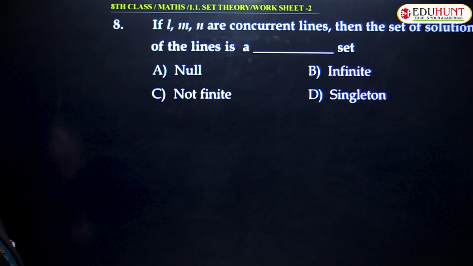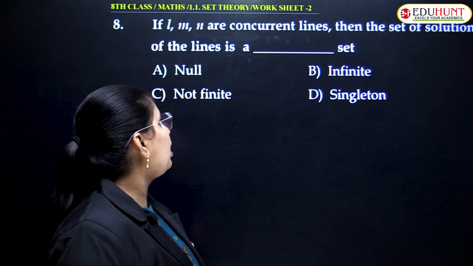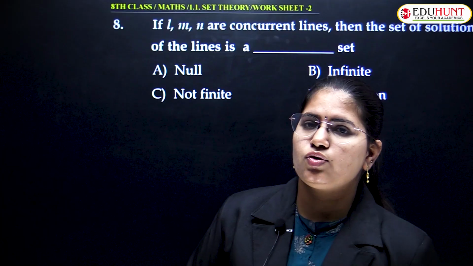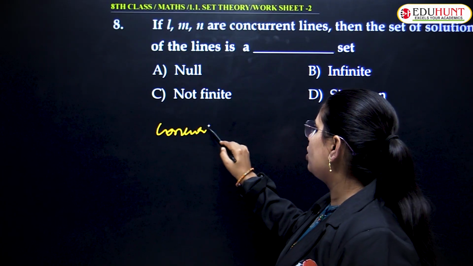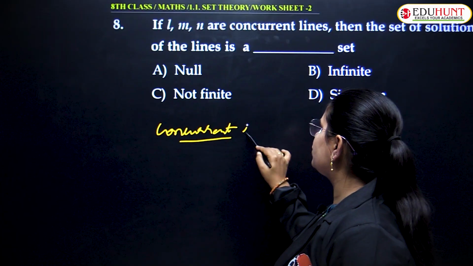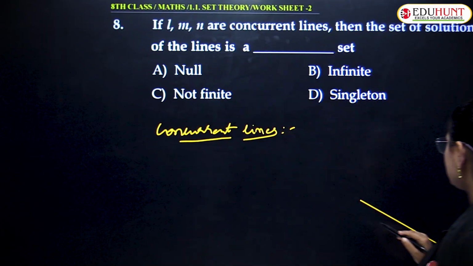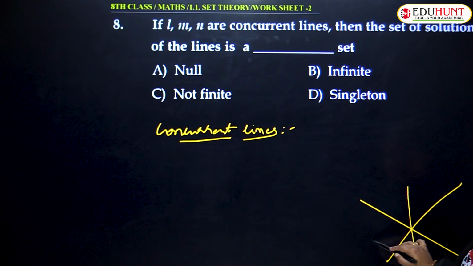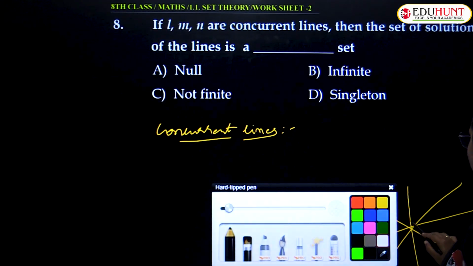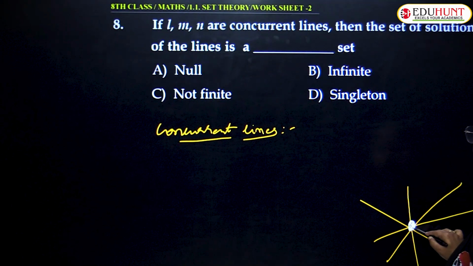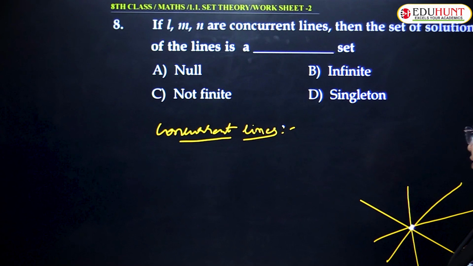So what is my next question? If L, M, N are concurrent lines. So what do you mean by concurrent lines? First of all, before solving this question, you should know the definition of concurrent lines. For example, if you take lines like this, all these are concurrent lines, meaning they pass through exactly one point of intersection. This is called concurrent lines.